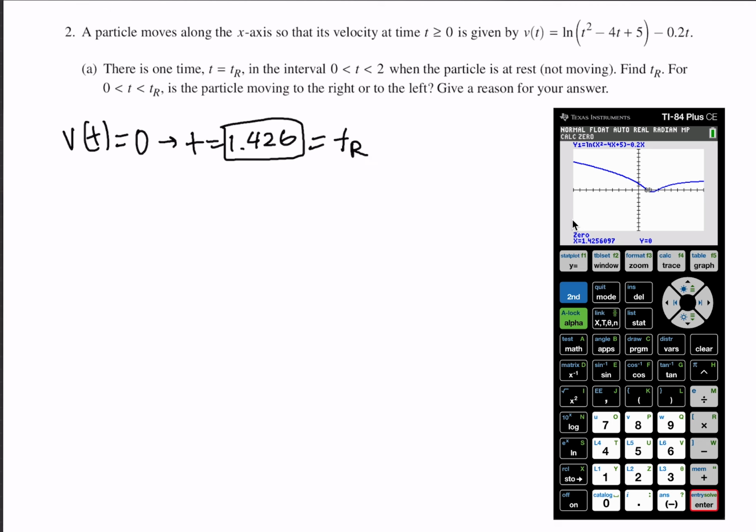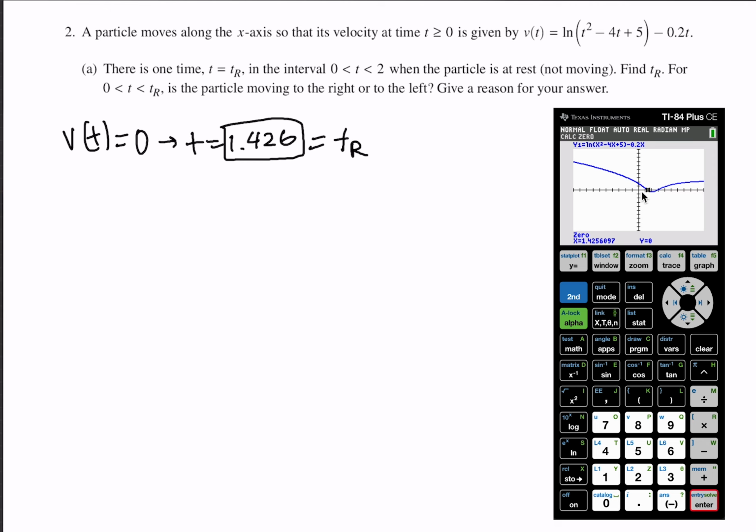Next, for t in between 0 and tr, we need to find if the particle is moving to the left or to the right. How we can figure that out is by seeing if v(t), the velocity, is greater than or less than 0. If the velocity is positive, meaning it's greater than 0, that means the particle is moving to the right. And if the velocity is less than 0, that means the particle is moving to the left.